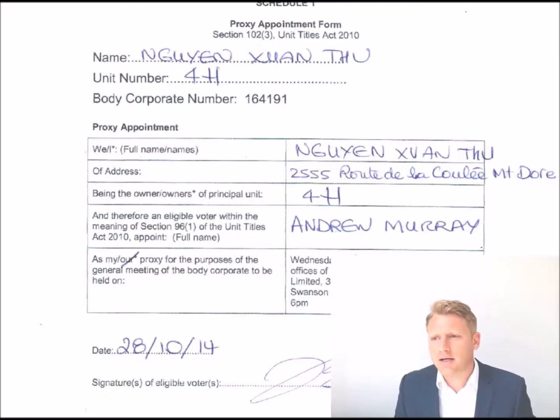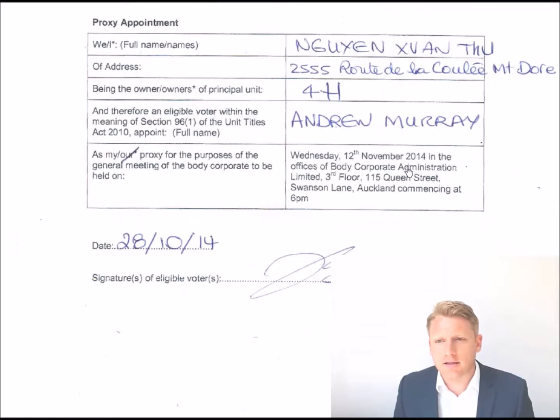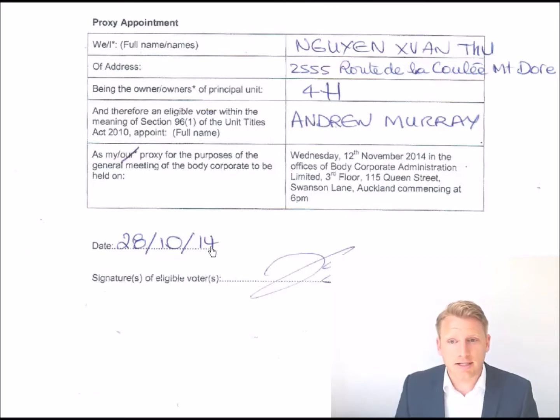Okay, so here you can see it's got the date that it's attended, the name, the unit number, and obviously the address of the person who actually owns the unit. This person comes from overseas and they gave me their proxy to attend an AGM on their behalf to represent their interests, and their unit was 4H, they represented me, as you can see, and that was the date and that was their signature. Pretty simple.